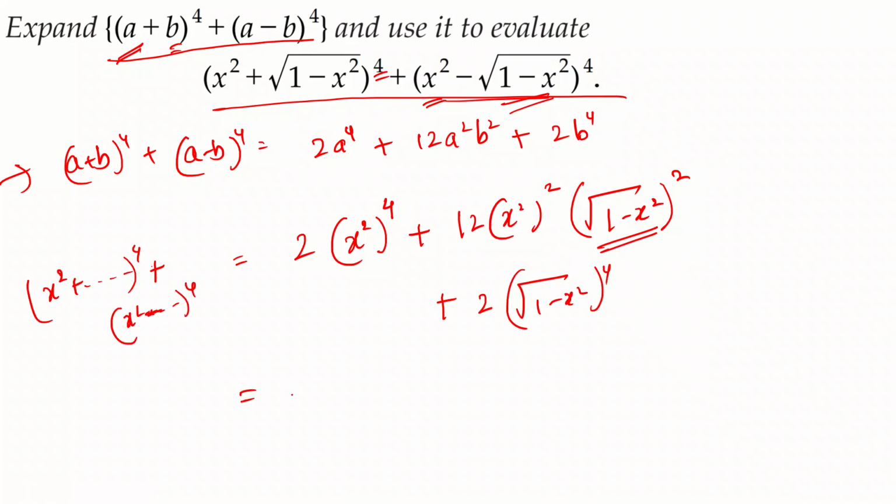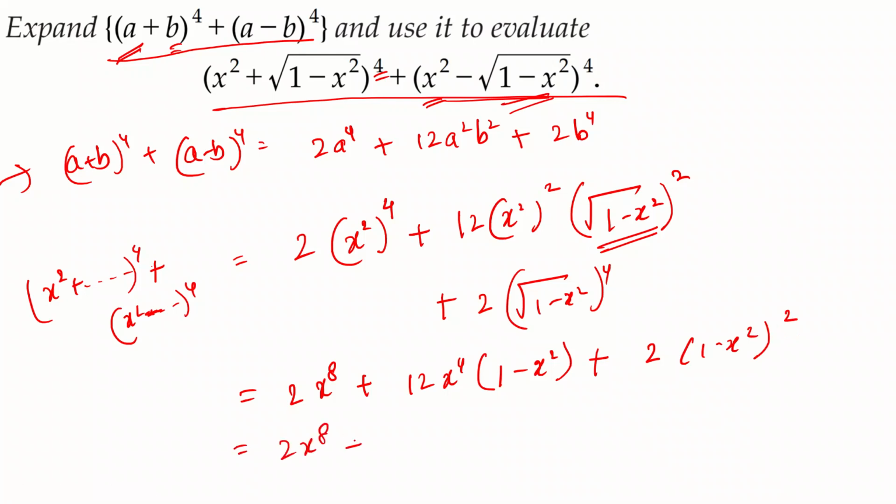And now you will have to simplify this. So 2 x to the power of 4 times 2 is 8, plus 12 x squared, the square is x to the power of 4, times root over 1 minus x squared, the whole square. Root and square get cancelled out. What we are left with is 1 minus x squared, plus 2 times 1 minus x squared the whole square. Now we have to simplify this further. So this is 2x to the power of 8 plus 12 x to the power of 4 minus 12 x to the power of 6. I have just multiplied this in each of these terms, plus 2.